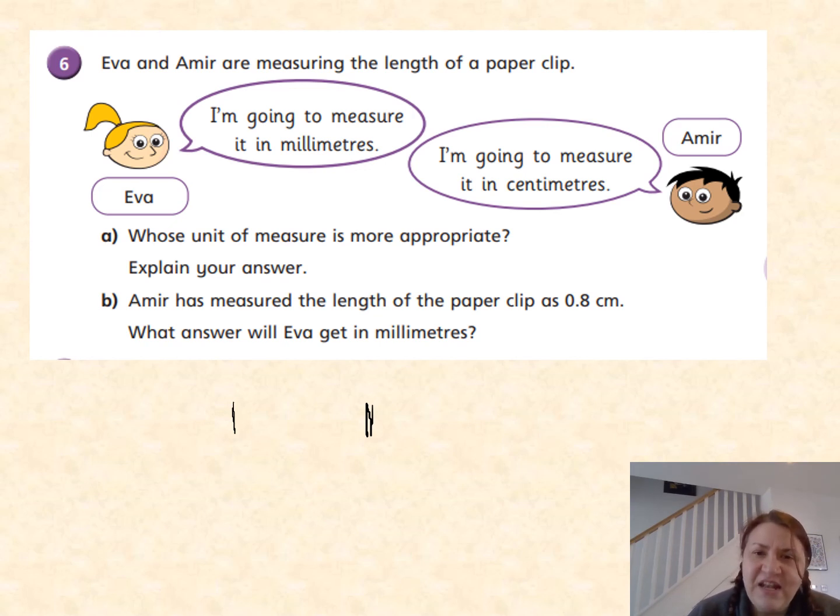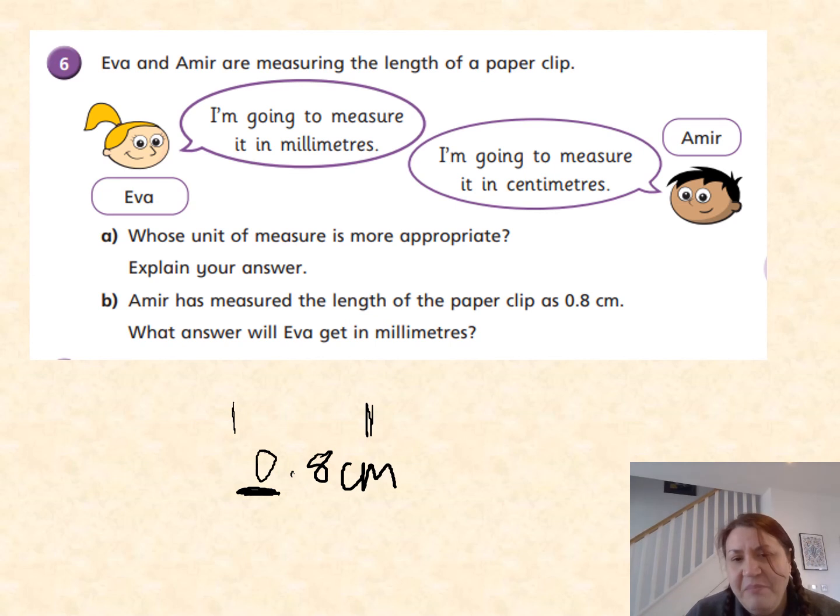Amir has measured the length of the paperclip to 0.8. That's a tiny paperclip, isn't it? 0.8 centimetres. What answer will Eva get in millimetres? Okay, now we're not even a whole centimetre here. We've got a 0, so there's not even 1. We're less than 1. Can you remember how many millimetres there were in a centimetre? It was 10, wasn't it?